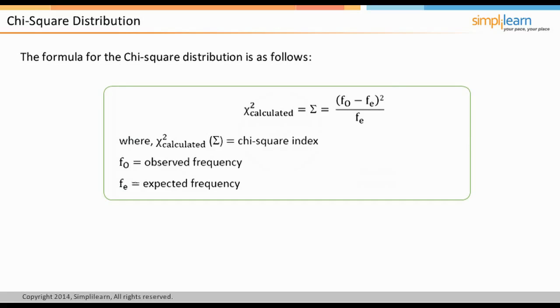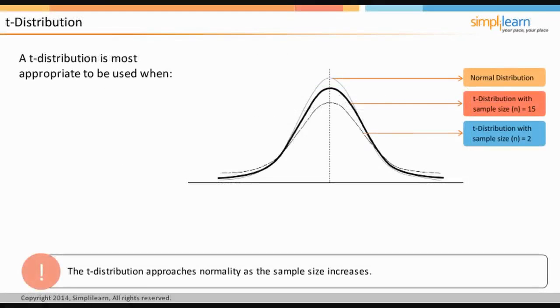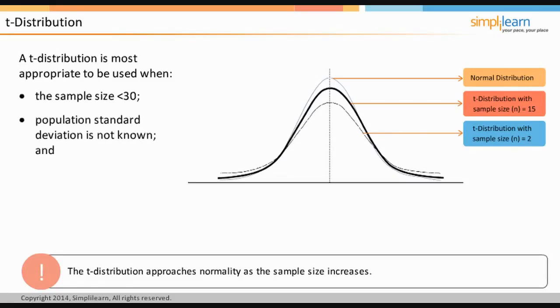Let us proceed to the next screen to discuss t-distribution. The t-distribution method is the most appropriate method to be used in the following situations: when you have a sample size of less than 30, when the population standard deviation is not known, and when the population is approximately normal. Unlike the normal distribution, a t-distribution is lower at the mean and higher at the tails as seen in the image.